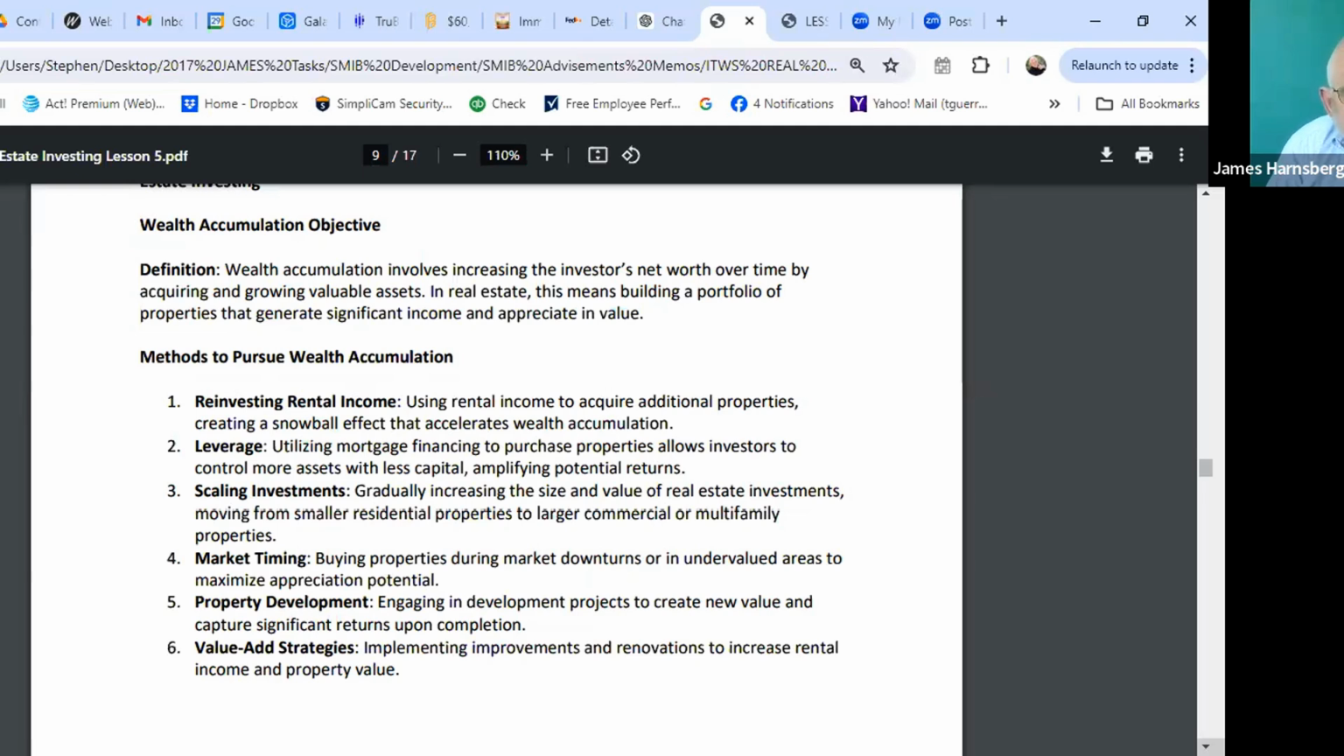Looking at the development of a project and what it can do versus what it will do is really about understanding the options and what the highest and best use analysis will tell you about that property. And then looking at value added strategies.